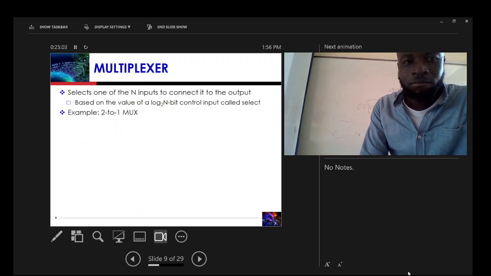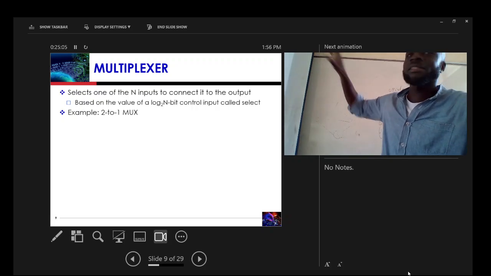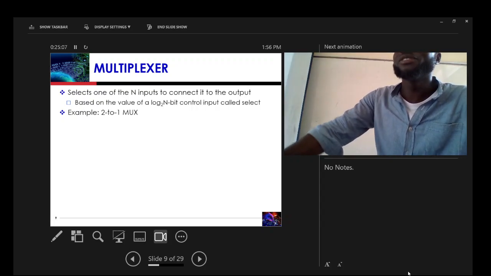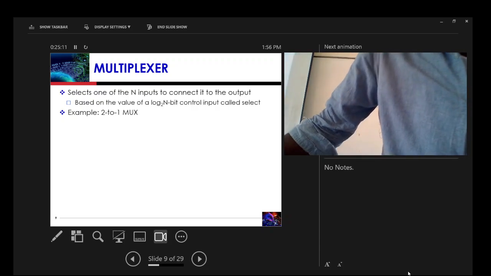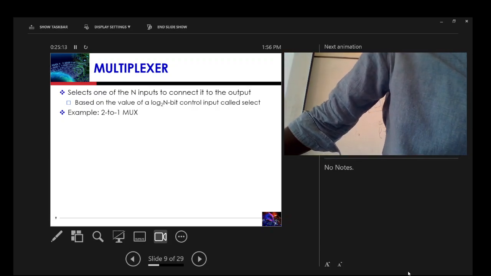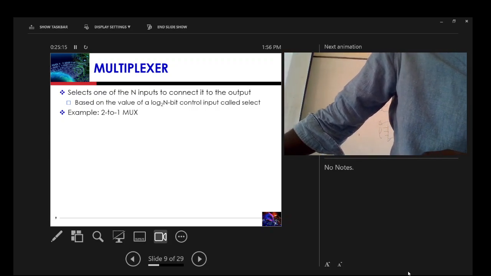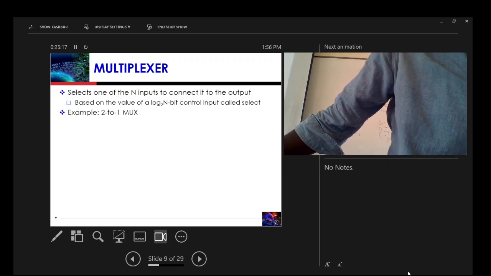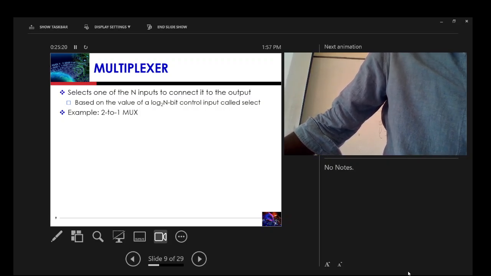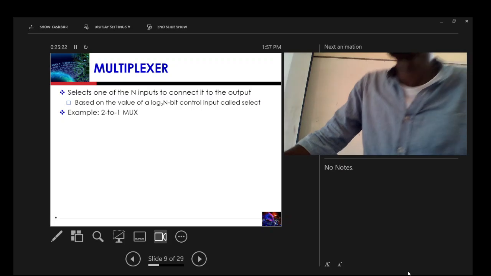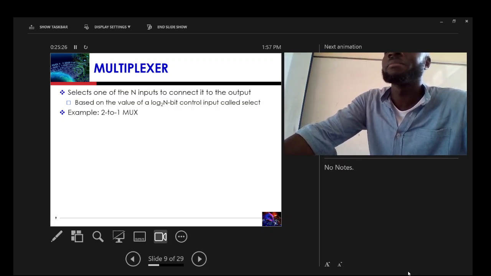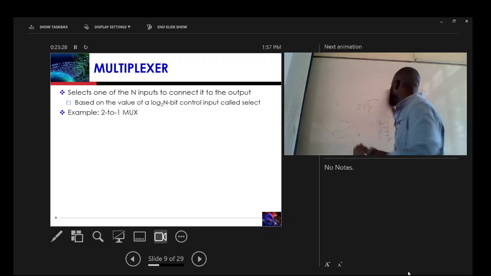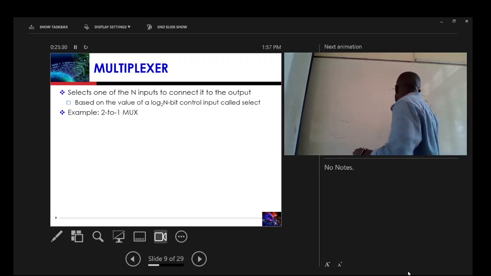So the next thing is a multiplexer. We have seen how to use logic gates to design a simple decoder. Now, what is a multiplexer? You might have seen this one too in some digital systems course.